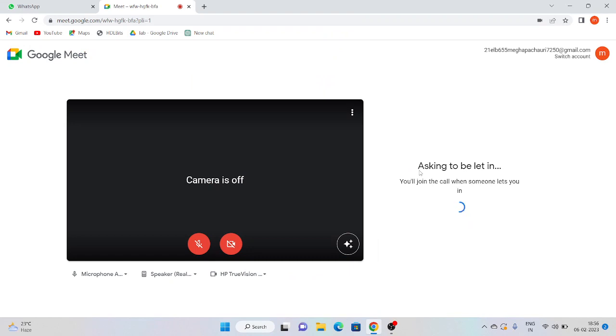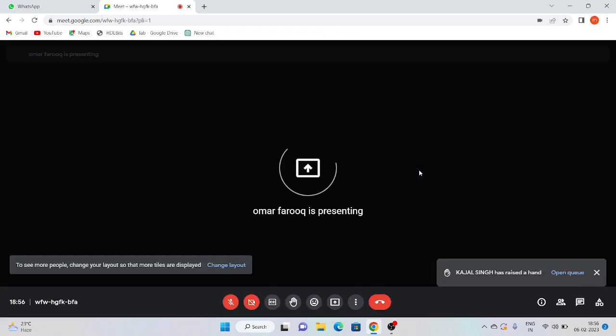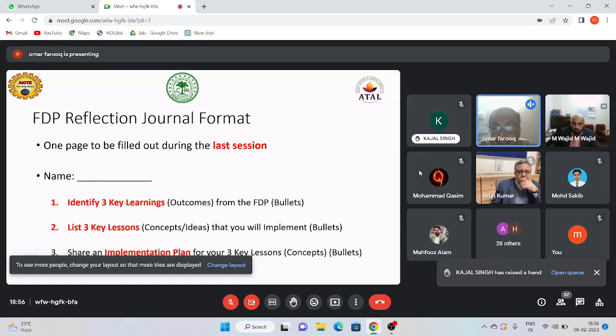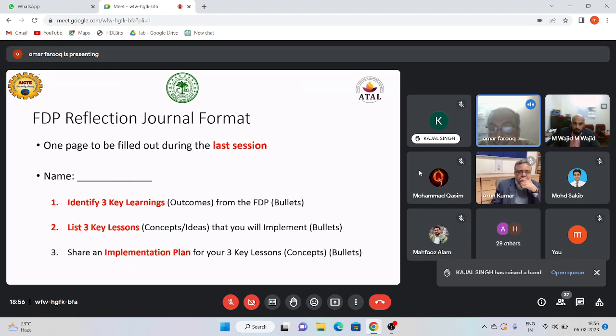List three key lessons that you have learned, or the concept or the idea that you would like to implement in future in your service, those who are teaching, or in your research work. So that is to be bulleted. And the third and the last is to share the implementation plan.